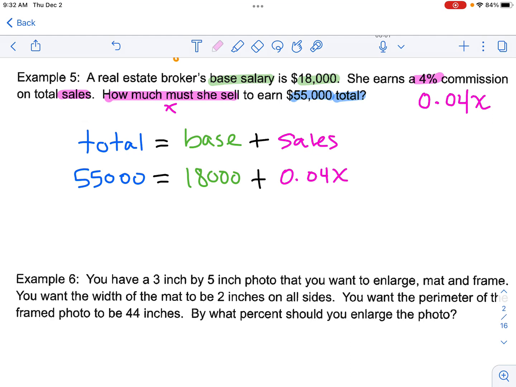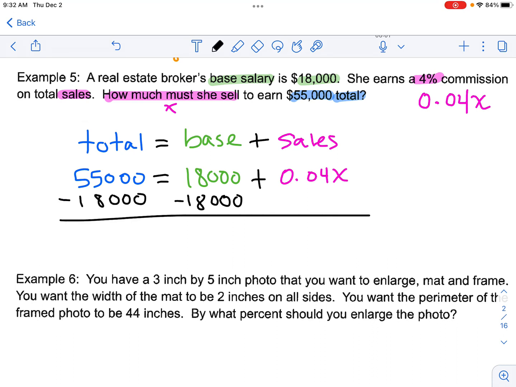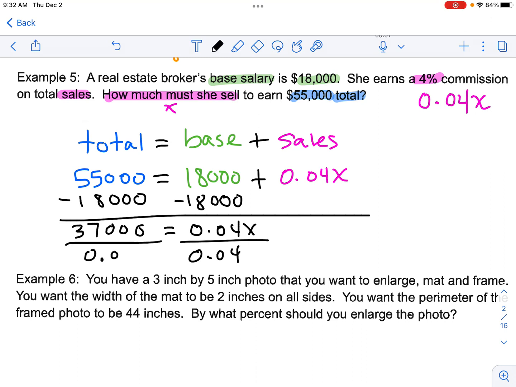Okay, so now we can go ahead and solve this. So I'm going to subtract my 18,000. I just have x in one spot, so I just got to move these numbers, just like that first example, right? That's all we had to do is move the numbers. So that is 37,000 equals 0.04x. Then I divide by 0.04. It's a really tiny decimal, hey? So we're going to get a really big number. Think about only getting $4 when you sell $100 worth of stuff. You got to sell a lot to make up $37,000.